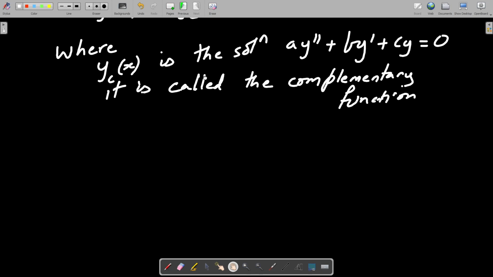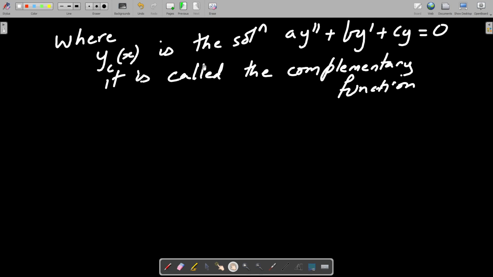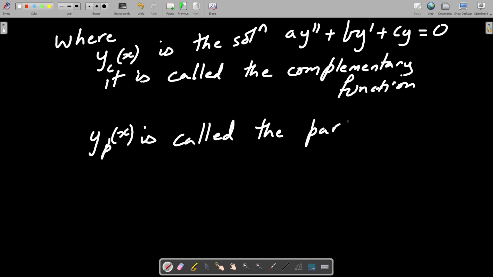We know how to find yc, right? That's what we have done so far in this chapter. Just find the auxiliary equation, equate it to 0, and so on. And yp of x is called the particular integral.